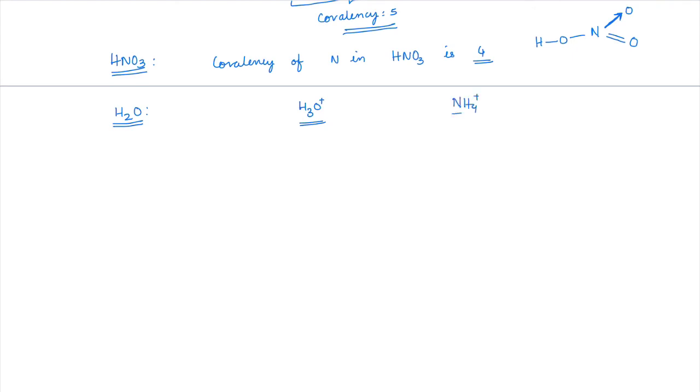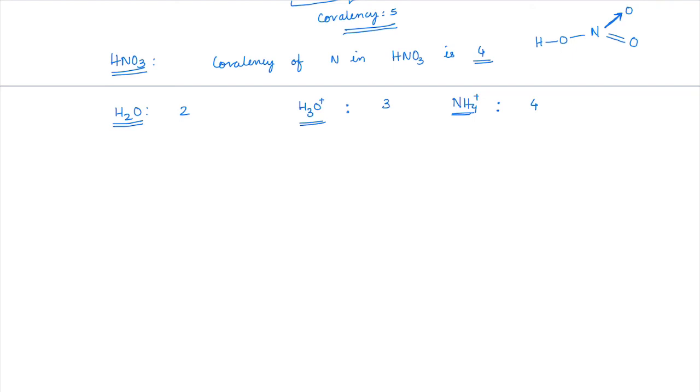What is the covalency of oxygen in water? How much? 2. So only 2 are being involved. What about H3O plus and NH4 plus? Right, correct. So for H3O plus you'll have 3, and for NH4 plus it will be 4. So this is something called the covalency.